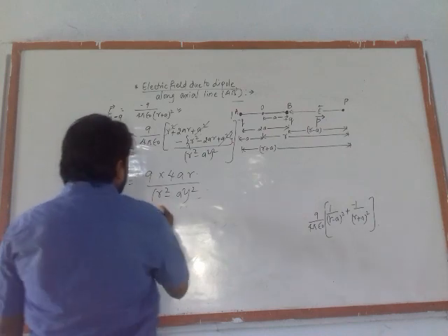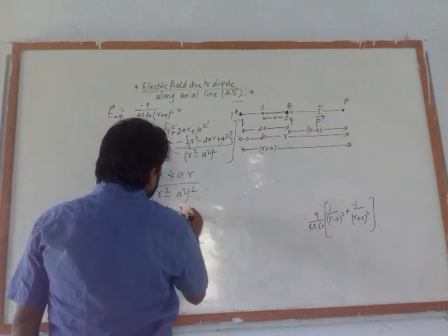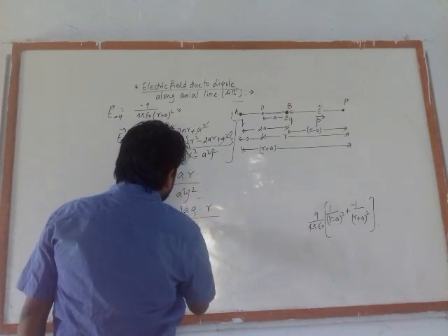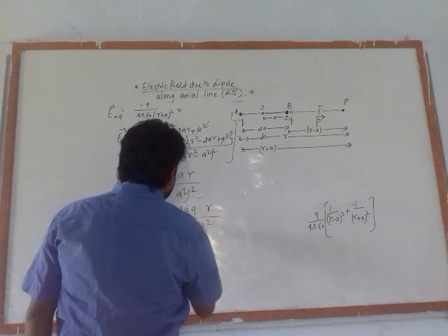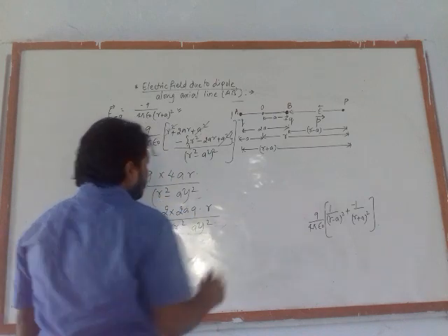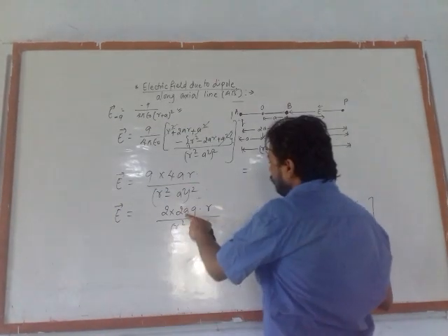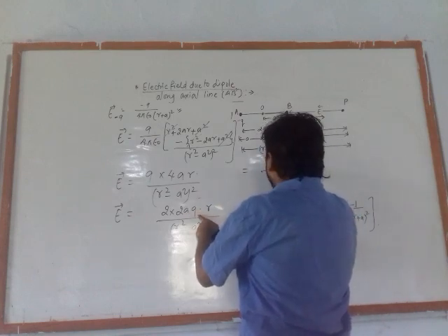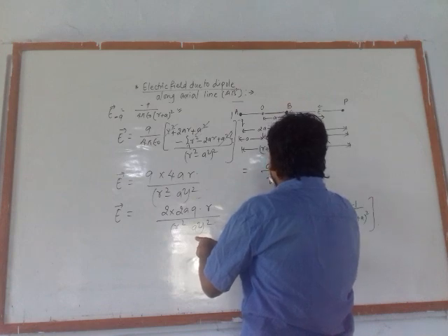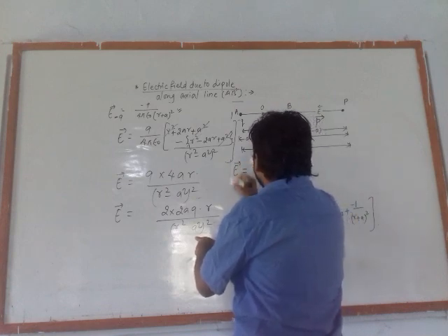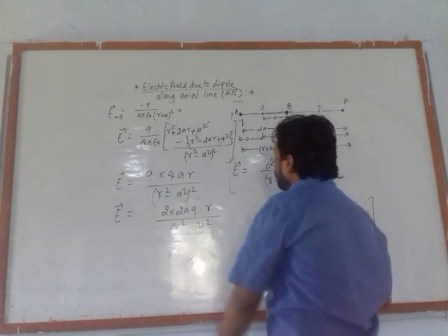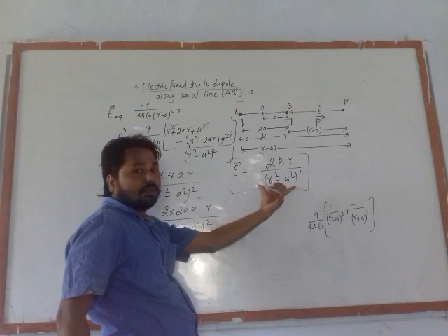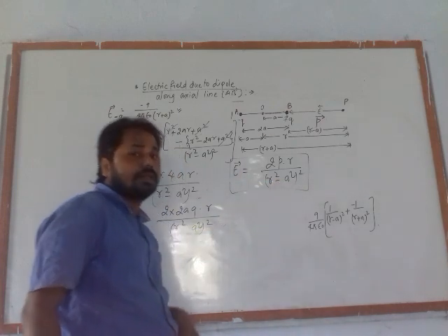Now if I write 2 times 2AQ times R by R square minus A square whole square, this will be E. So what result do we get? 2AQ is the dipole moment, so it will be 2P times R by R square minus A square whole square. This is your result E. Again, we can change this result in terms of a short dipole, since the dipole itself is short.